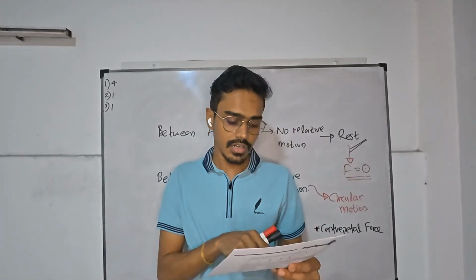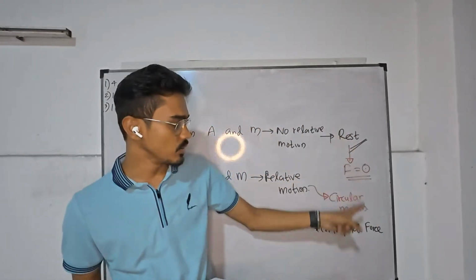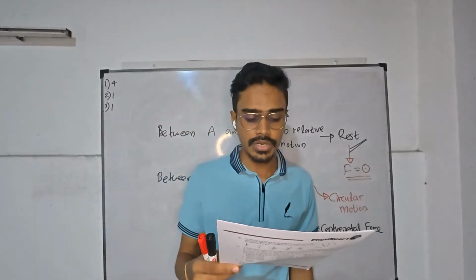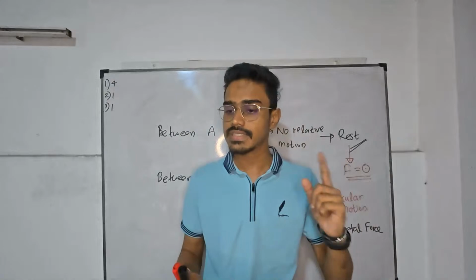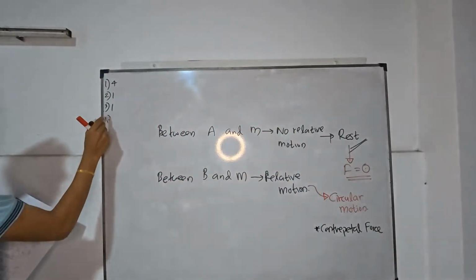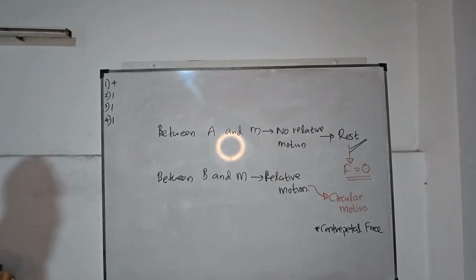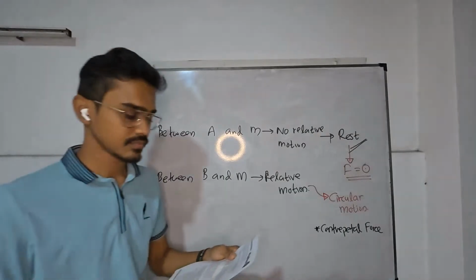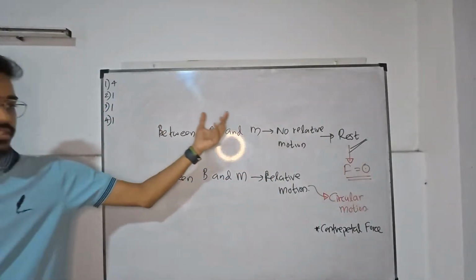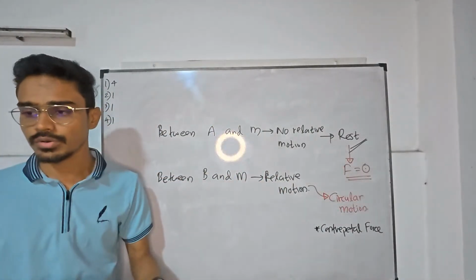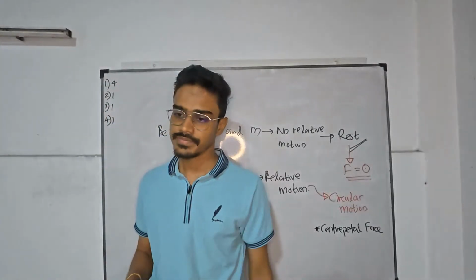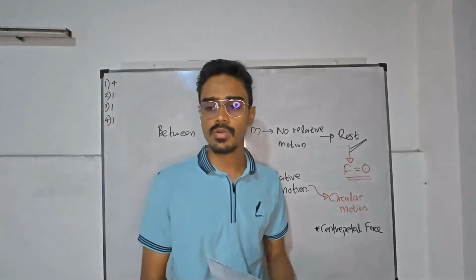So according to A, force is zero. According to B, there is a centripetal force, towards the center. According to A, zero, and according to B, towards the center. Answer is one. So this is the explanation. That is a good statement question, a combination of circular motion and relative motion.